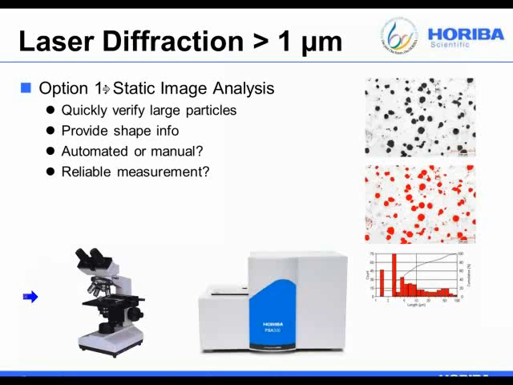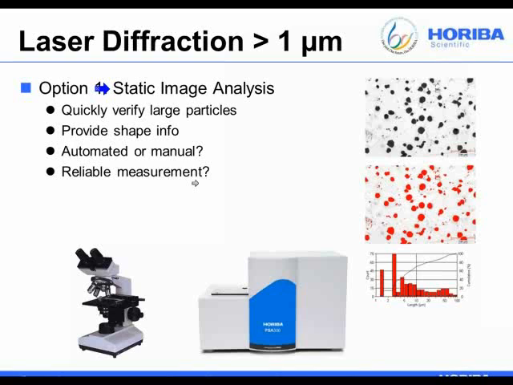The first option is use a static image analyzer. It could be a manual microscope, but manual microscopy is a much bigger pain, and typically does not make for happy lab people compared to an automated solution. So essentially what we're using it here for is to verify the presence of large particles, or if there's a shape effect, verify why there's a shape effect. So laser diffraction, so I'll talk a little bit more about the shape effect.